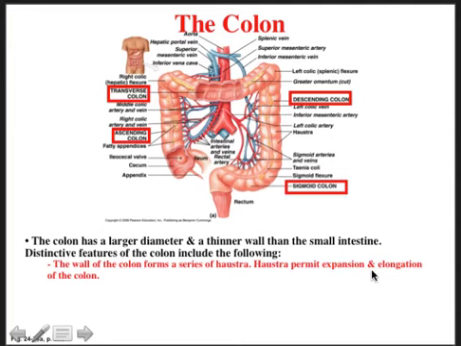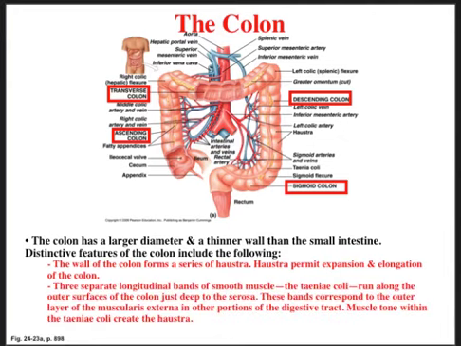Generally it can. The haustra permit expansion and elongation of the colon. The separate longitudinal bands of smooth muscle, the teniae coli, run along the outer surface of the colon just deep to the serosa. They correspond to the outer layer of the muscularis externa in other portions of the GI. Muscle tone in the teniae coli creates the haustra. So if you've got good teniae coli, you can really move that fecal material along. If they're weak, then you're going to have some trouble.